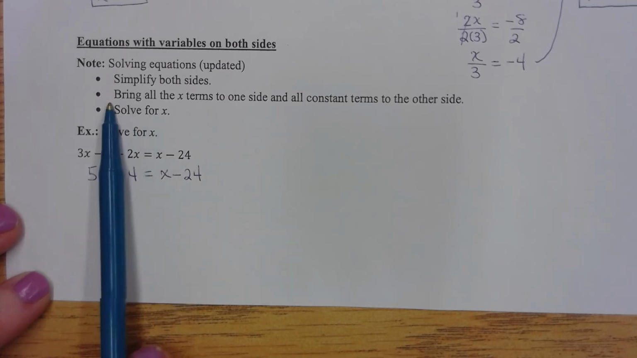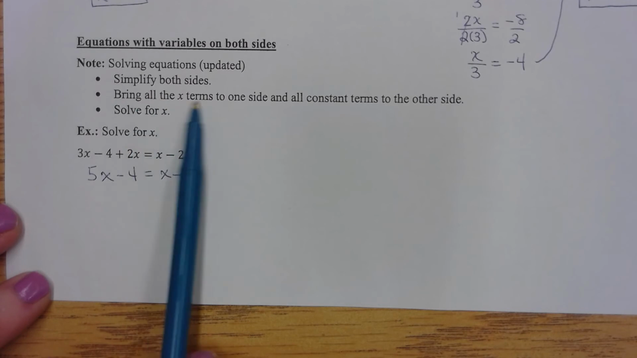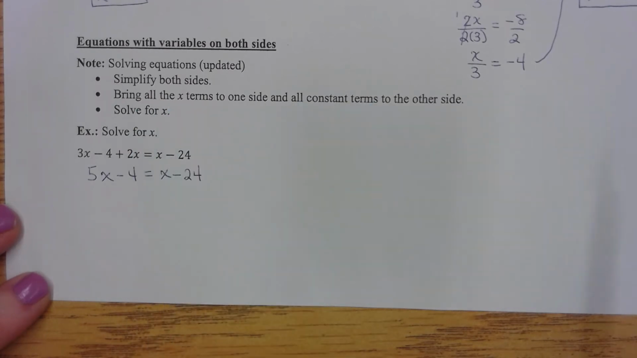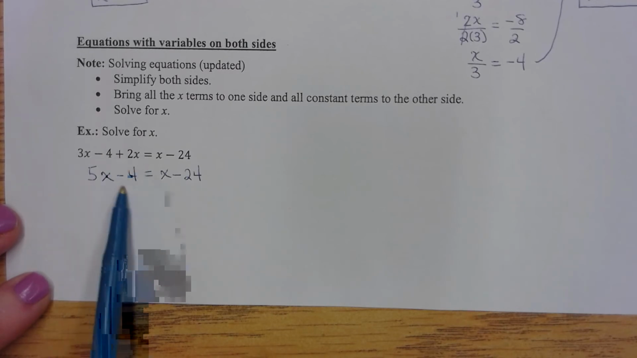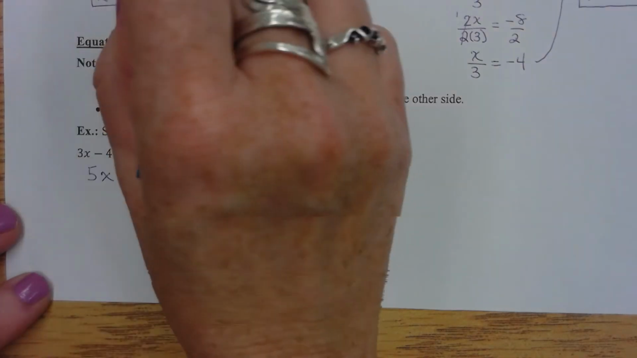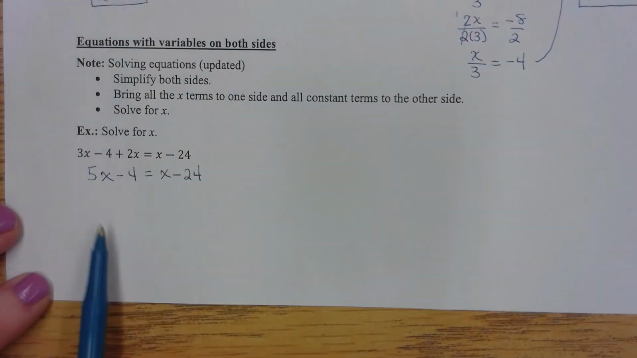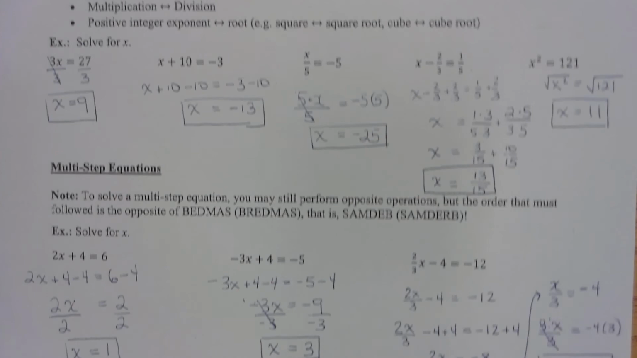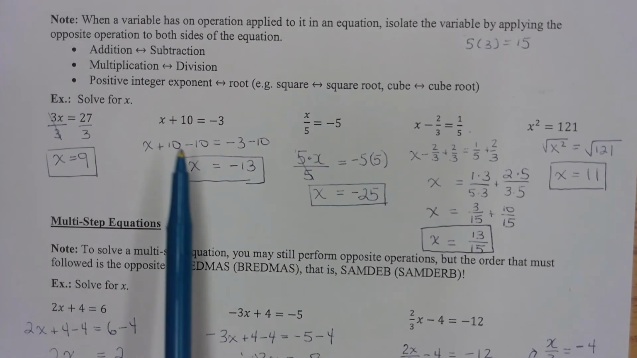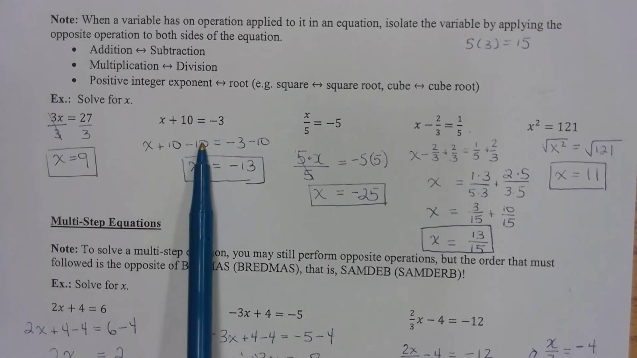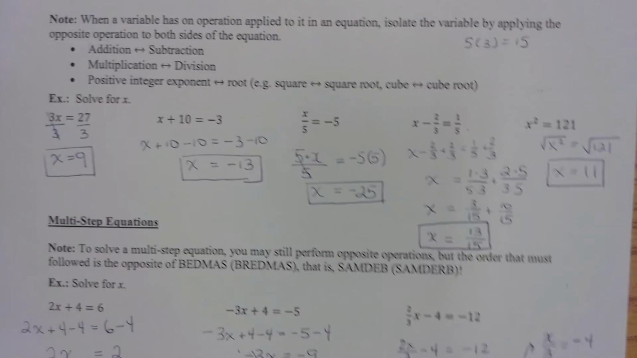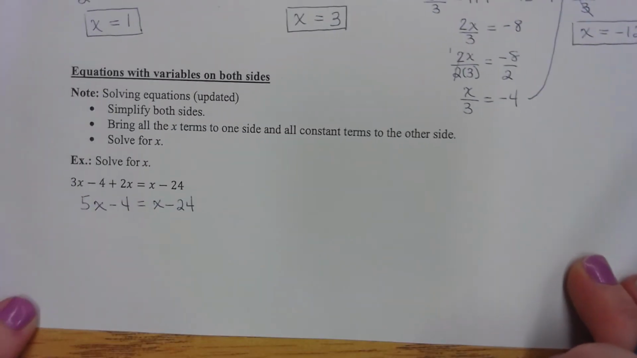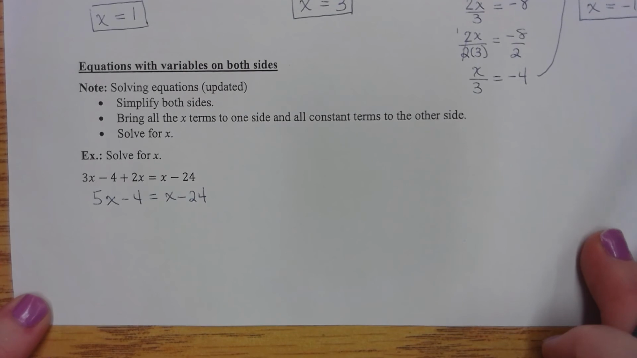So if I look at my next step, I want to have all my x terms on one side and all my constant terms on the other side. So that means that on this side, let's say I want all my x terms. So I want to get rid of this minus 4. Well, just like above, where I wanted to get rid of this 10, I subtracted 10 on both sides. I'm going to do that exact same thing down here on my equation with variables on both sides.